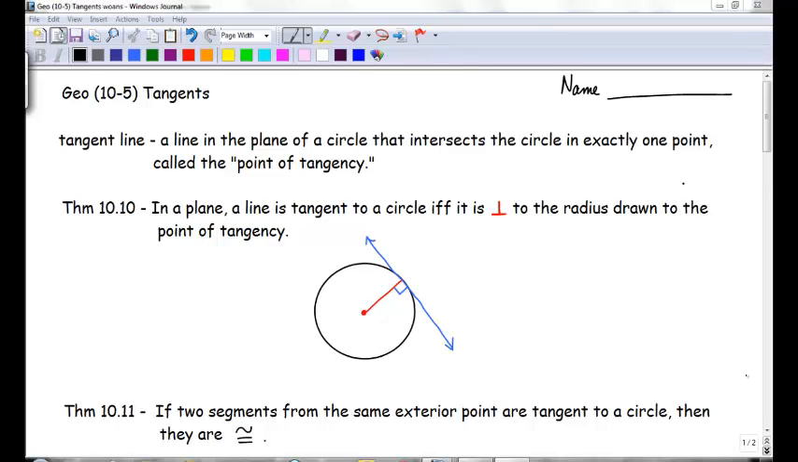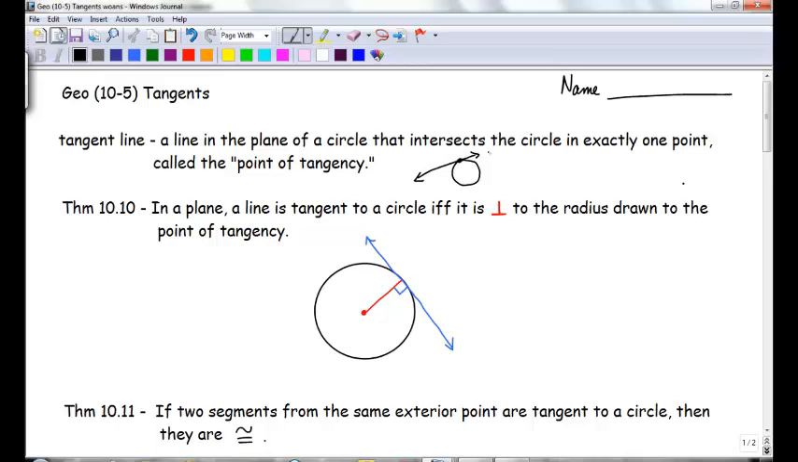Okay, this section's on tangents. A tangent line is a line in a plane of a circle that intersects the circle in exactly one point. It's called a point of tangency. So an example would be if I had a circle and I have a line and it just touches in one point. Okay, that would be a tangent line.